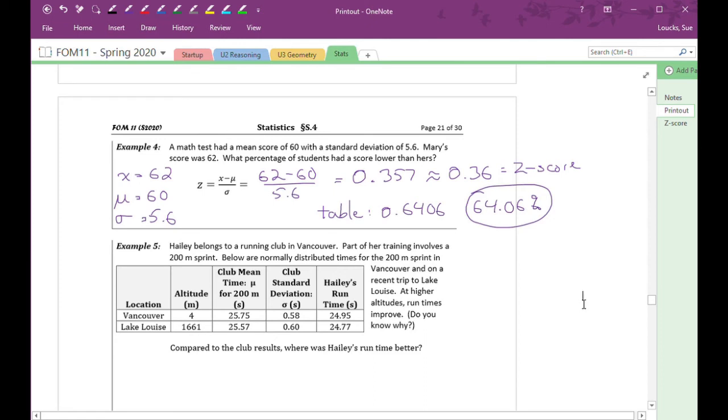Okay, example 5. Haley belongs to a running club in Vancouver. Part of her training involves a 200-meter sprint. Below are normally distributed times for the 200-meter sprint in Vancouver and on a recent trip to Lake Louise. At higher altitudes, run times tend to improve. Do you know why? I'm not going to tell you. Compared to the club results, where was Haley's run time better?